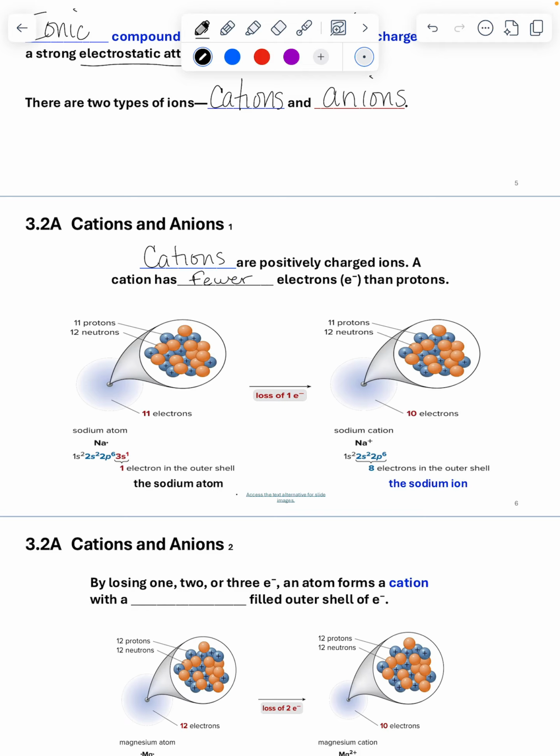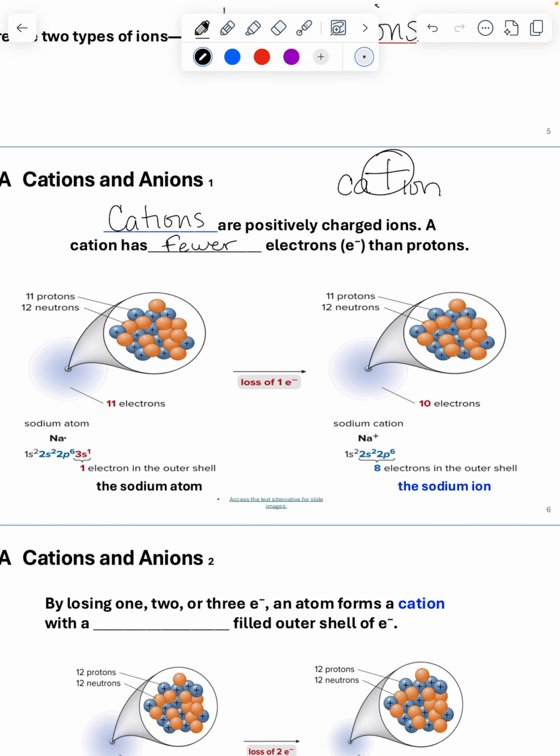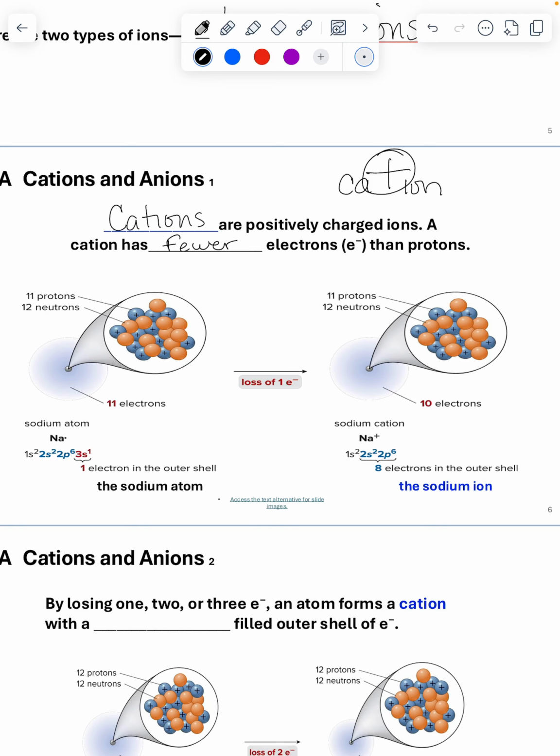One way to remember that cations are positive is by writing the word with this big T in the middle. This T just helps you remember that cations are positive. And so you can see in the picture here we have sodium. Sodium has 11 protons. This particular sodium isotope has 12 neutrons, and the neutral atom has 11 electrons. So 11 protons and 11 electrons, which makes it a neutral atom.